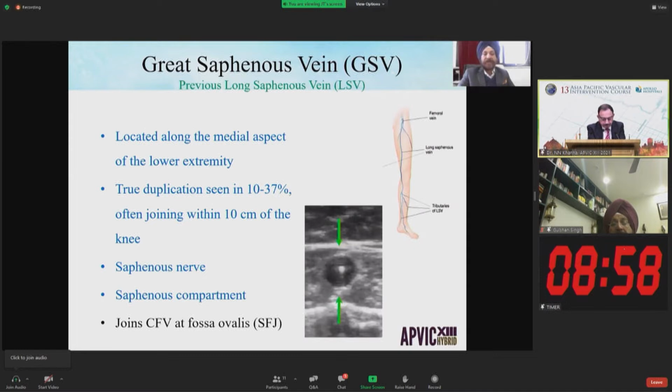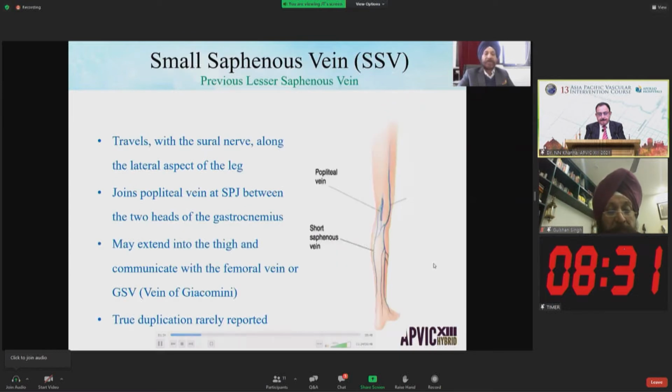Now come the venous anatomy of the lower limbs. The greater saphenous vein is located along the medial aspect of the extremity. True duplication occurs in 10 to 37%. The saphenous nerve is present alongside, and the vein is present in the saphenous compartment, which on ultrasound in the transverse section looks like an Egyptian eye. It joins the common femoral vein at the fossa ovalis, known as the saphenofemoral junction. The small saphenous vein travels with the sural nerve along the lateral aspect of the leg and joins the popliteal vein at the saphenopopliteal junction between the two heads of the gastrocnemius muscle.